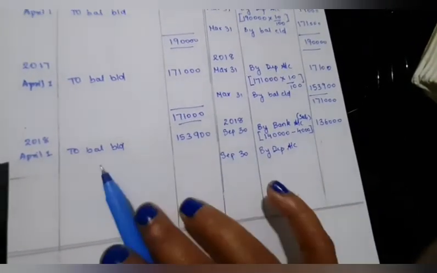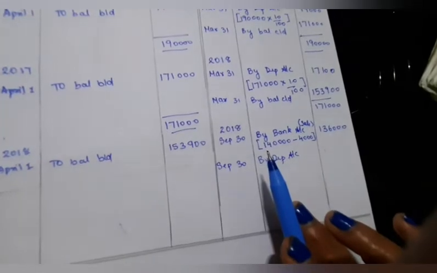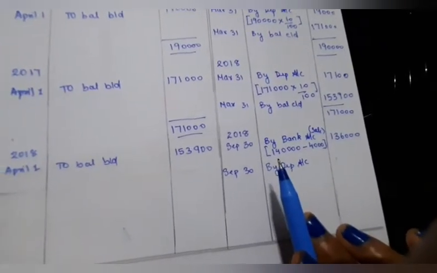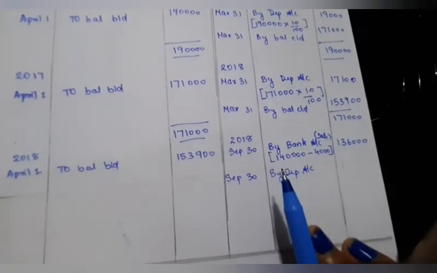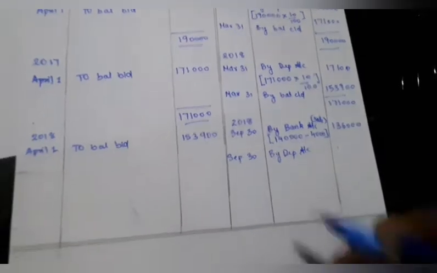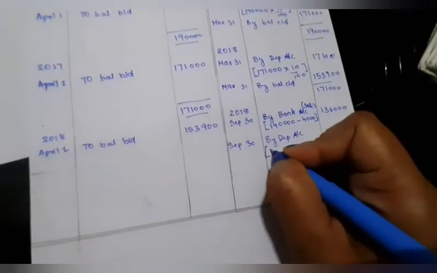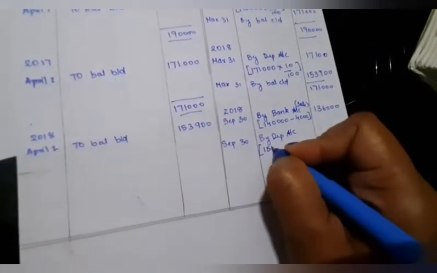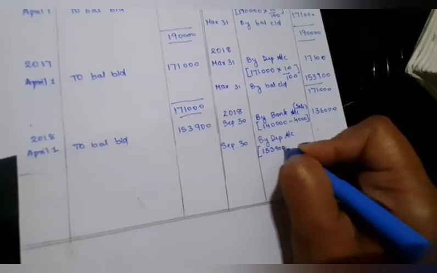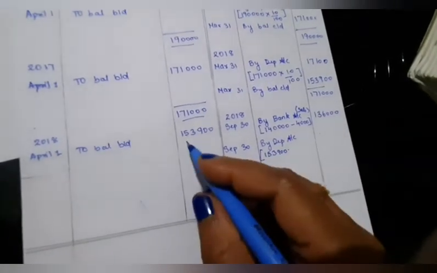So how many months have we used this machinery? It is for 6 months. So we have to charge depreciation for these 6 months. How will you calculate? As you know, the depreciation is charged on the balance amount of that machinery. So 1 lakh, this is the balance.